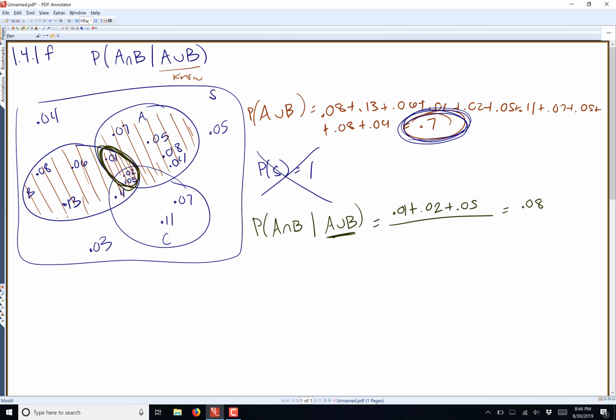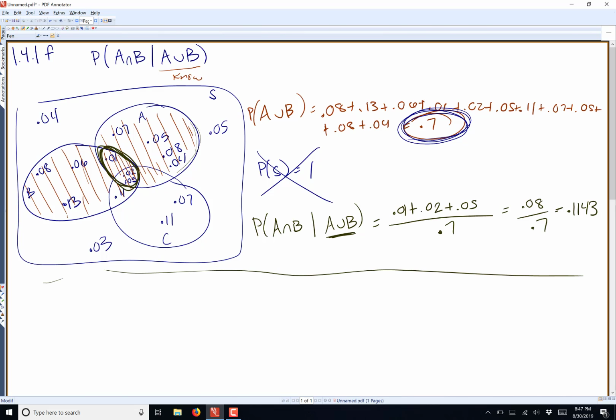But remember how we narrowed down our world to just this A or B? So we have to divide it by 0.7, because it's 0.08 out of the 0.7 that we care about. So like 8 that we care about out of the total 70 that we care about. So we do 0.08 over 0.7. Divide that, and we get 0.1143. So that's some logic.